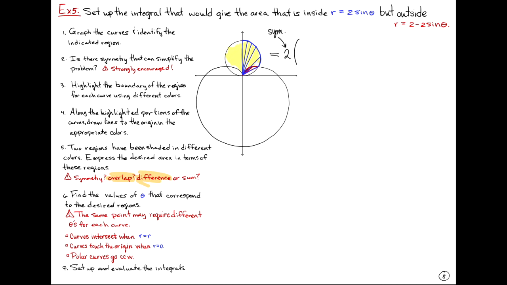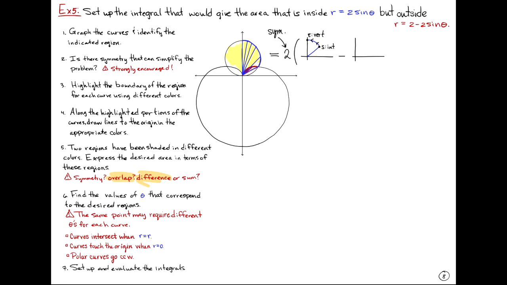And just doing a quick sketch for our circle, 2 sine theta, our region looks something like this, where we're starting at the intersection point. We move in the counterclockwise direction, and we end at the vertical. And from this, we subtract the area in red.